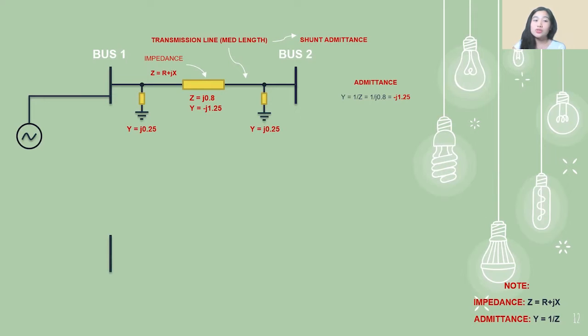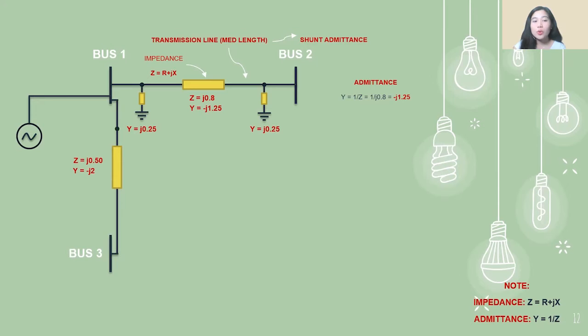We are going to introduce another bus, which is bus 3. This bus 3 is connected to our bus 1 only and not to our bus number 2. Since we have this transmission line, we have another impedance value, which I designated as j0.5. To solve for the admittance, 1 over j0.5 is equivalent to negative j2.